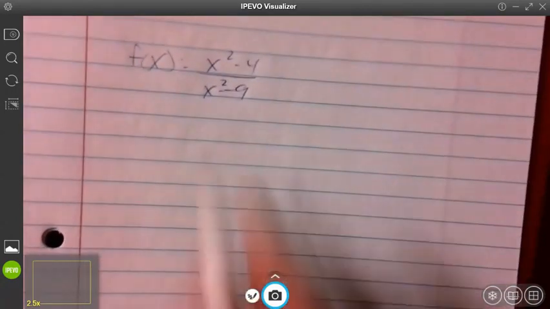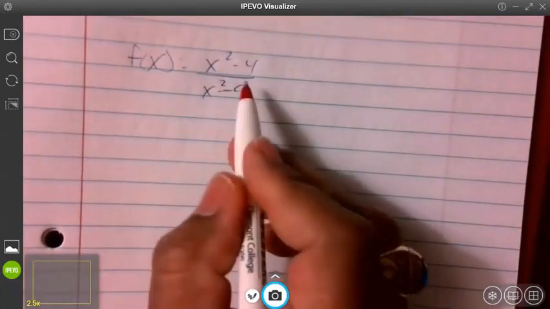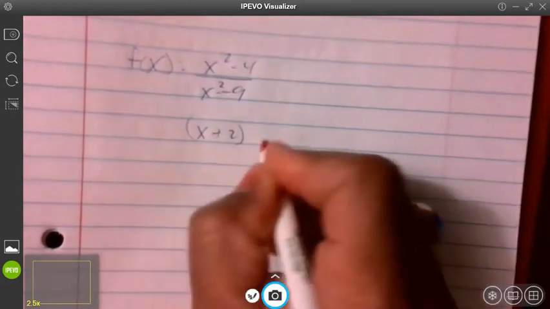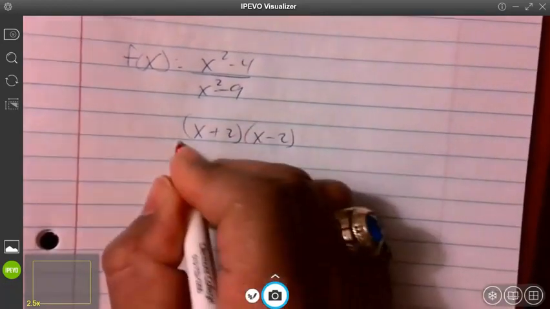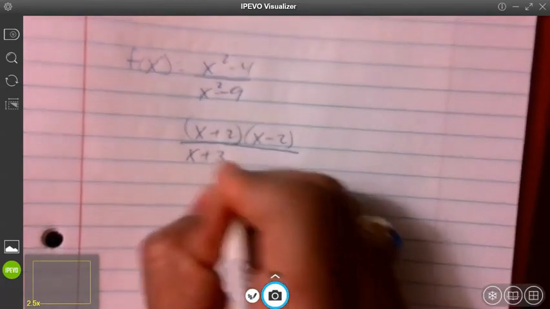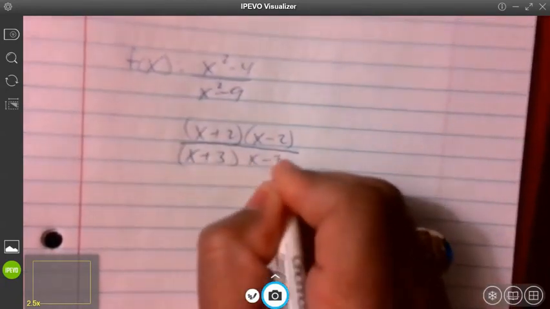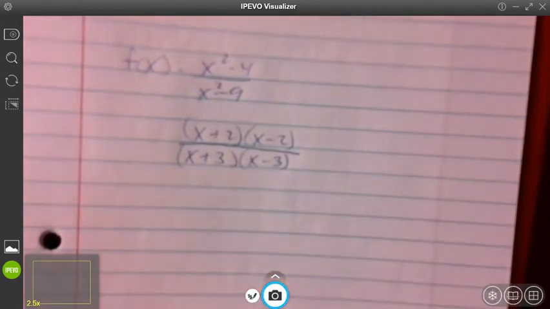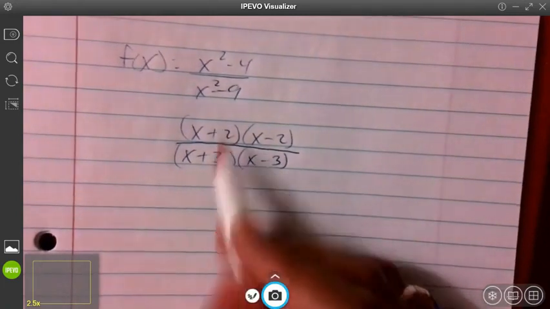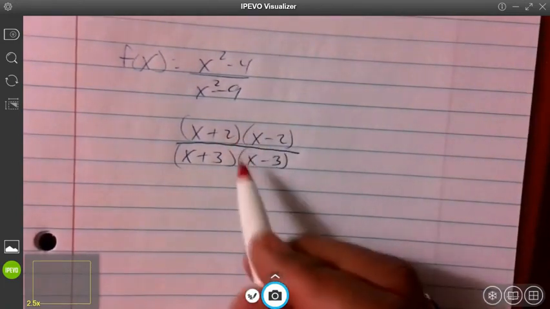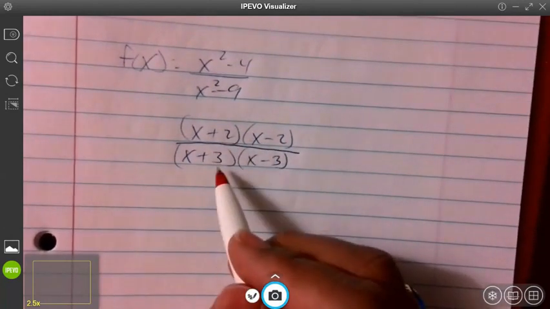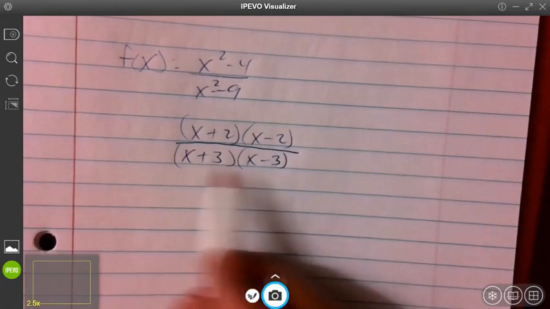So I'm going to factor, just rewrite it. This is a difference of squares. So x squared minus 4 would be x plus 2, x minus 2. On the bottom, that would be x plus 3, x minus 3. So we don't have anything that's common on the top and bottom. That means you do not have any holes. So we just look at the bottom to get our vertical asymptotes.